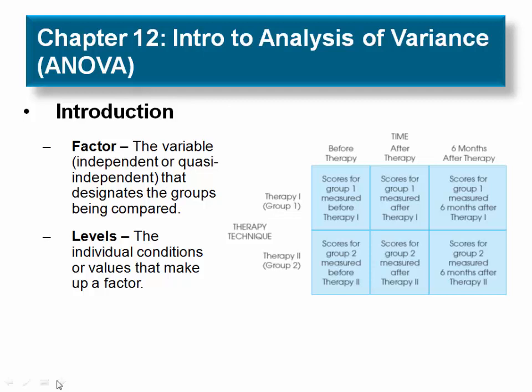One factor uses two levels of therapy technique, 1 versus 2, and the second factor uses 3 levels of time: before, after, and 6 months after. The ability to combine different factors provides researchers with the flexibility to develop studies that address scientific questions that could not be answered by a single design using a single factor.